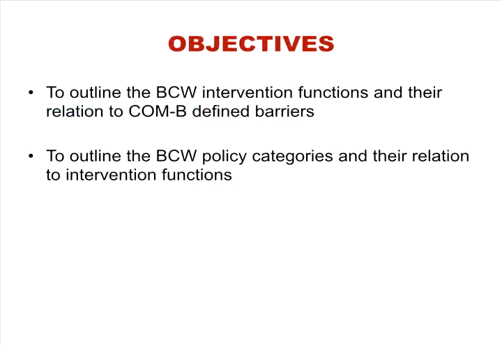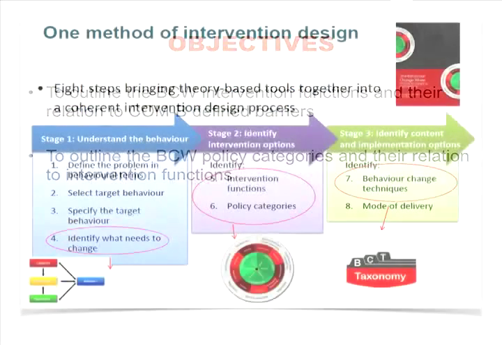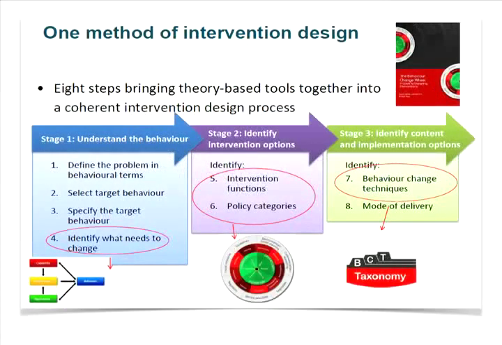So there are really 8 steps here, as you can see. And the first step is involving the COMBI model for understanding behavior, identifying what needs to change. We're going to go deeper into the behavior change wheel, which is what you've already seen. And then ultimately, we'll be applying something called the behavior change taxonomy to identify what specific behavior change techniques can be used to deliver these intervention functions.